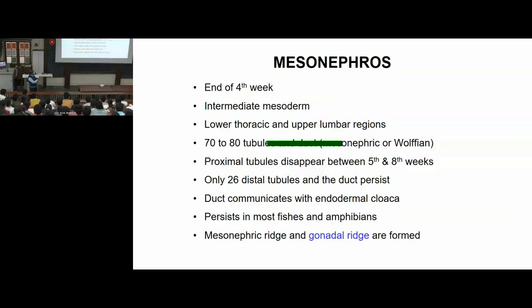Now, as the mesonephros starts developing, there are two ridges that form. The mesonephric ridge of intermediate mesoderm, and medial to it, there is another ridge that simultaneously forms, called the gonadal ridge, which will be the forerunner for the development of gonads, either ovary or testis, depending on the chromosomal complement of that embryo.